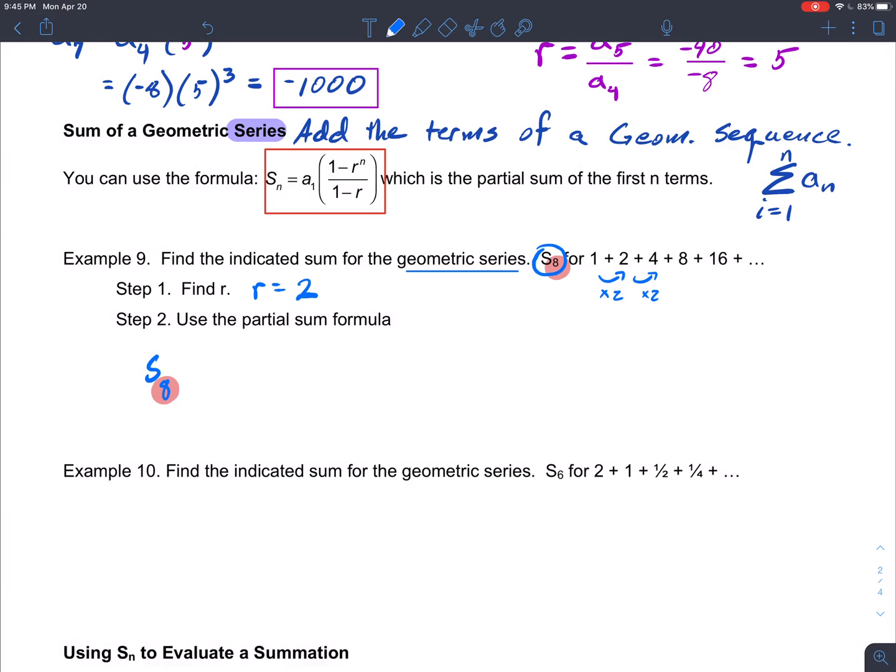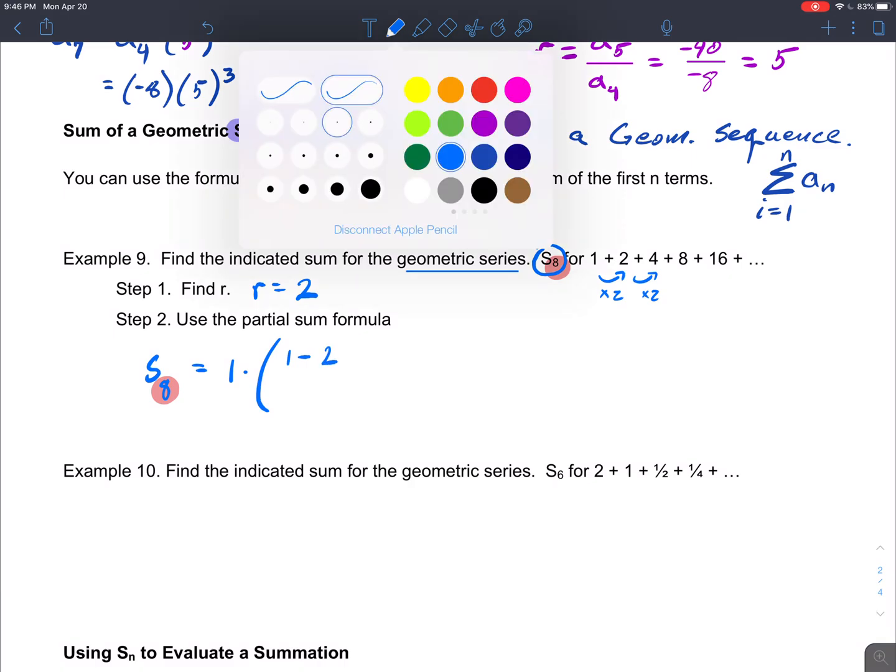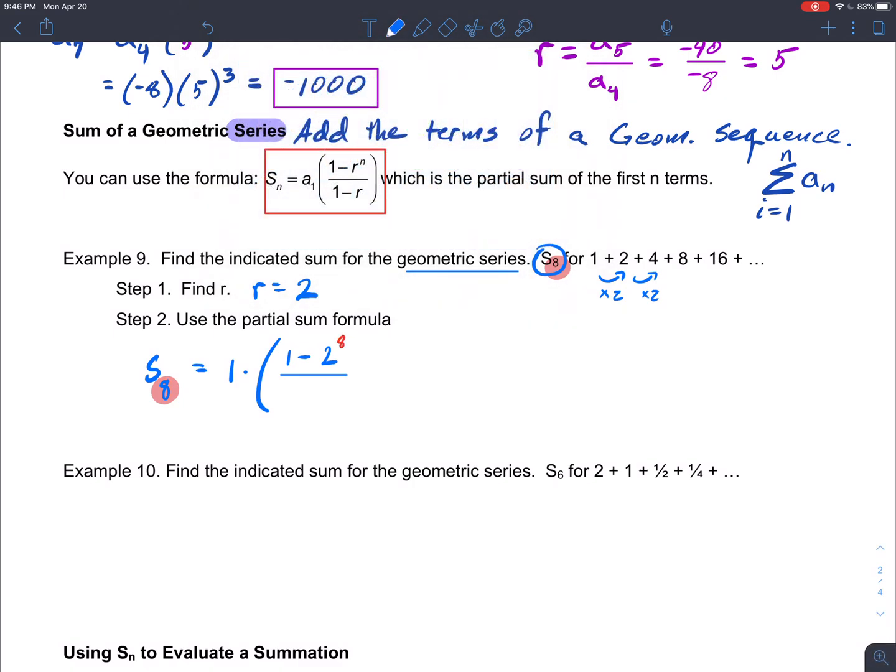All right, so if I'm going up to this formula, S sub 8 would just be the first term, 1, that's my a sub 1, times parentheses 1 minus, the common ratio is 2, to the 8th power here, divided by 1 minus 2 again, the common ratio. All right, I'm just plugging directly into my formula for the sum of the first n terms.